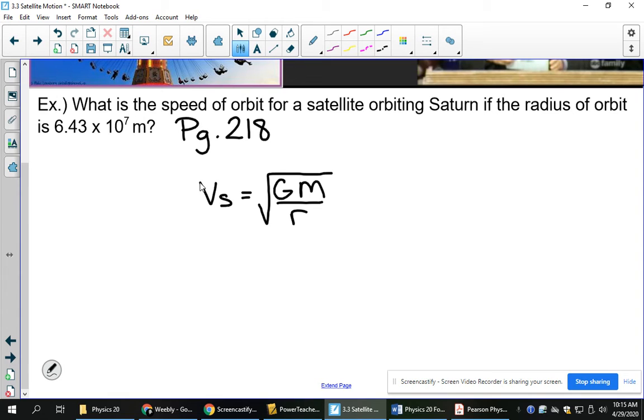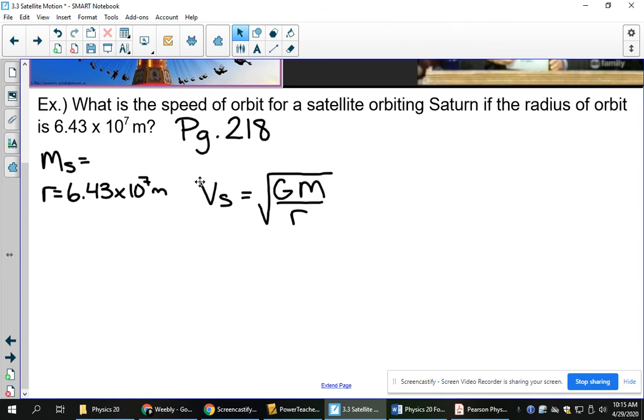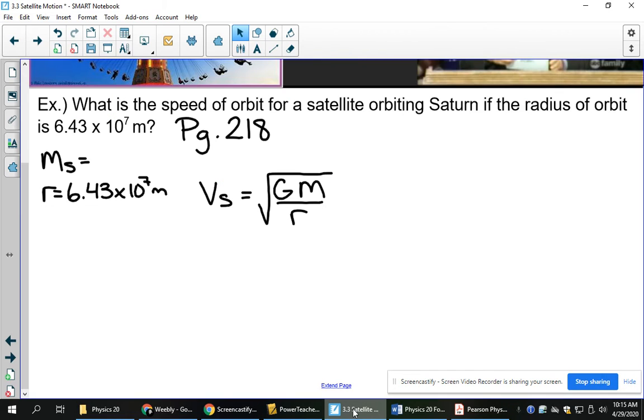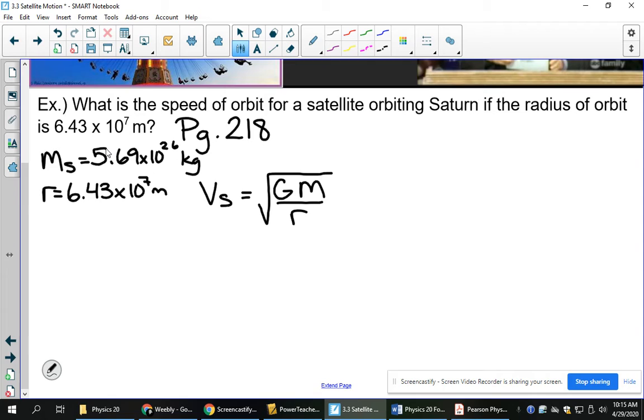So in order for us to do this, we need the mass of Saturn, and we do have the r value. That's the radius of orbit, not the radius of Saturn, but the radius of orbit of this satellite. So let's go ahead and check the textbook. I need to find the mass of Saturn. So I look on the chart, the mass is 5.69 times 10 to the 26 kilograms. I now have enough information to do this question.